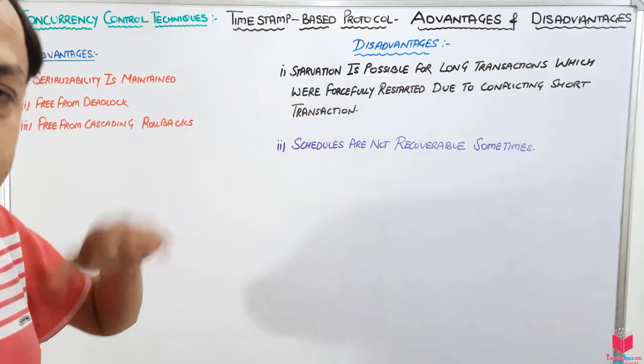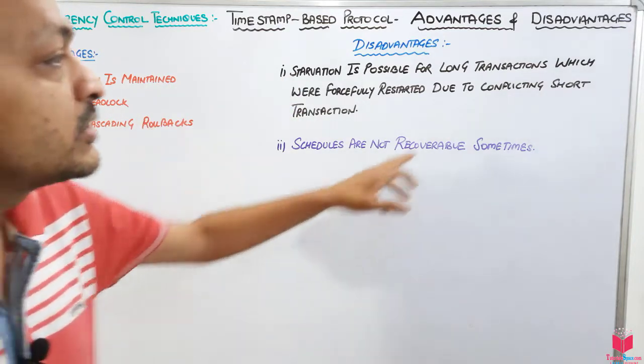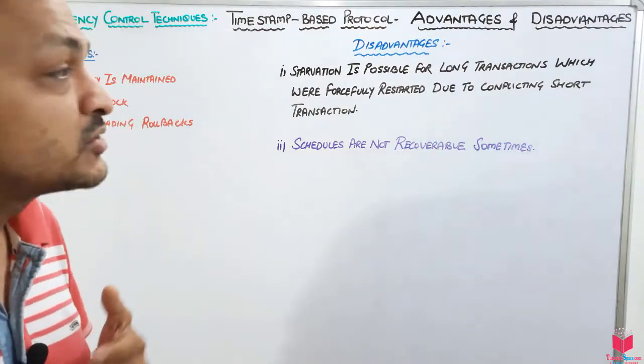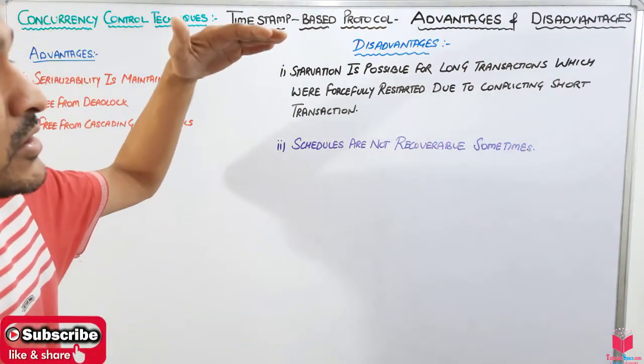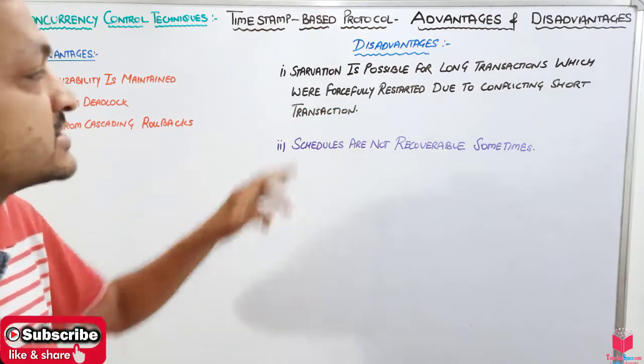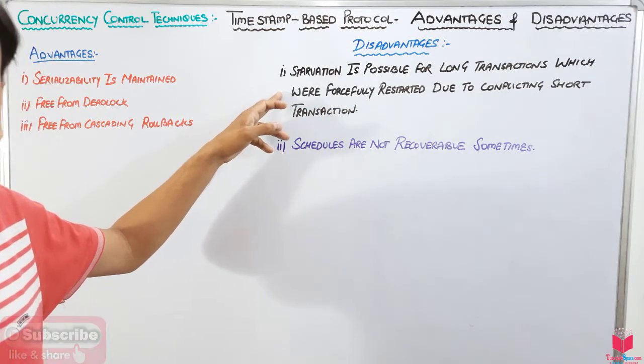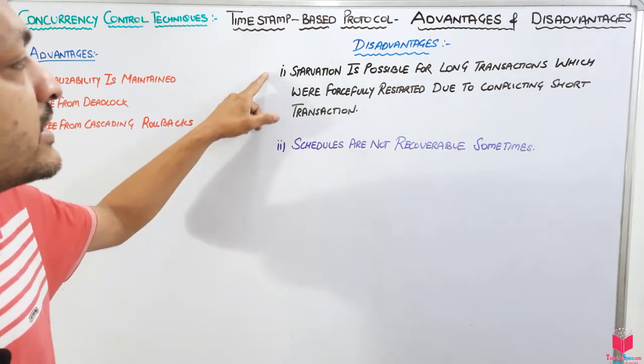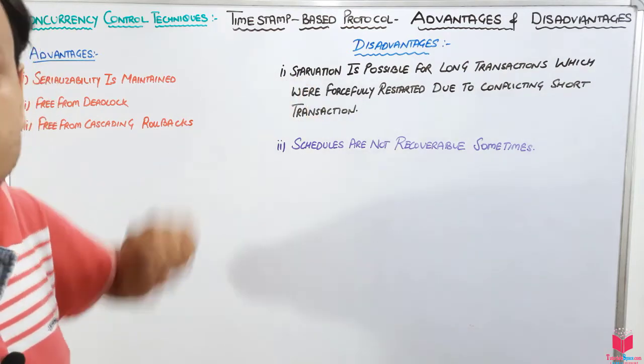That means it is rolled back due to the conflicting short transaction. So due to this the transaction does not get completed because of the conflicting short transaction. So it says they will not be complete. That means that schedule will not be completed and we will not get the consistent result, which causes the starvation.